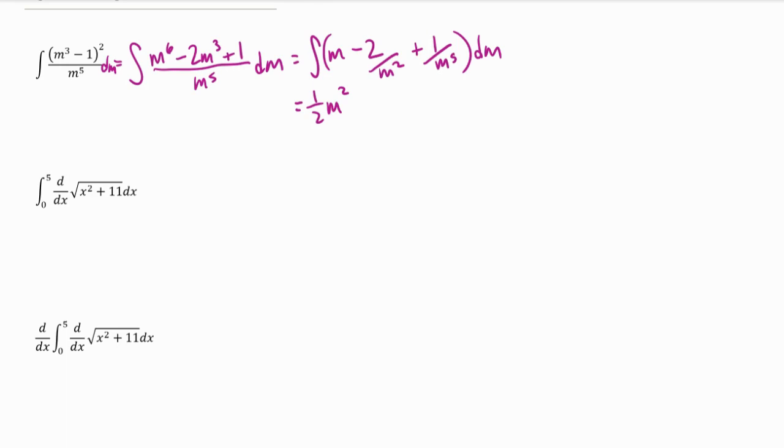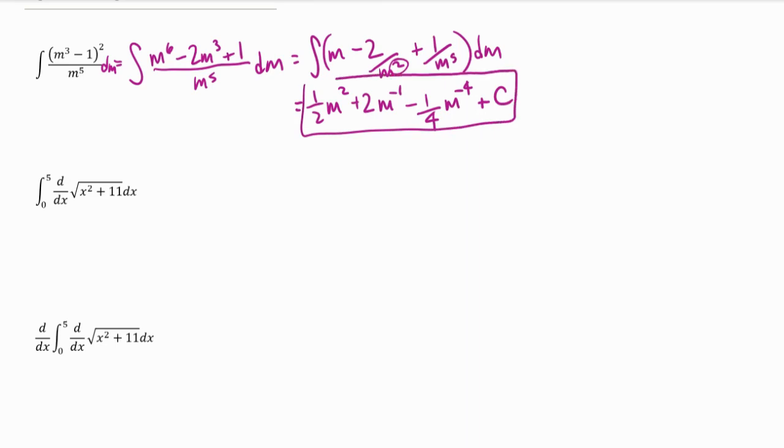The antiderivative of negative 2m to the negative 2 would be negative 2m to the negative 1. And the reason for that is because if I multiply negative 1 in front, I get negative 2, and then if I subtract 1 from negative 1, I get negative 2. Remember, m squared in the denominator is m to the negative 2 in the numerator. And then 1 over m to the 5, so m to the negative 5, would be negative 1/4 m to the negative 4. Multiply the 4 in front, subtract 1, you get negative 5. And this is an indefinite integral, so don't forget your plus c.